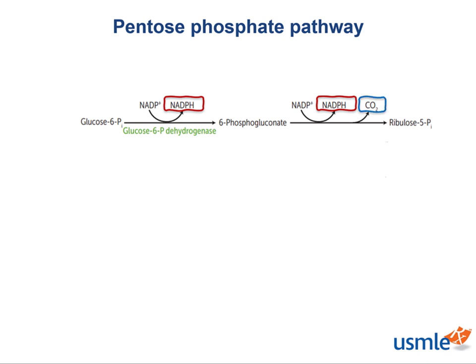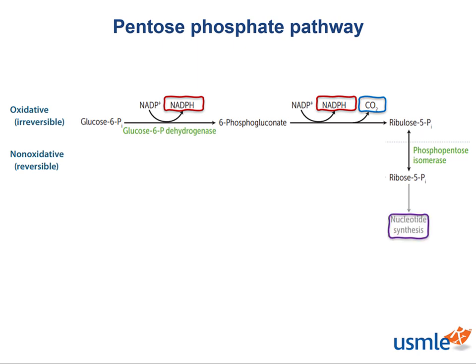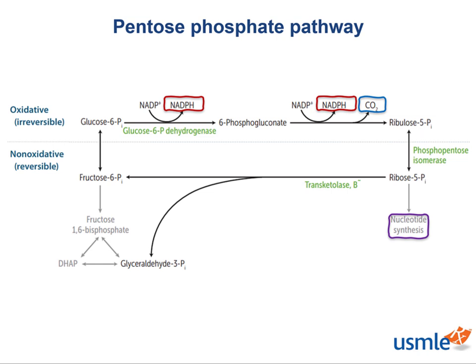Now, this phase of the pentose phosphate pathway is known as the oxidative phase, which is irreversible and occurs in the cytoplasm. The next phase is the non-oxidative phase, which is reversible and also occurs in the cytoplasm. Now, ribulose 5-phosphate is converted to ribose 5-phosphate, which is great, but what do we need ribose for? You're right if you're thinking of nucleotide synthesis. As for the rest, as shown here, it completes the shunt and can help us return to glycolysis and gluconeogenesis.